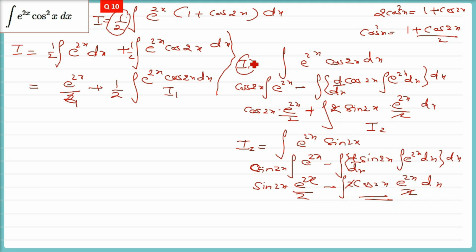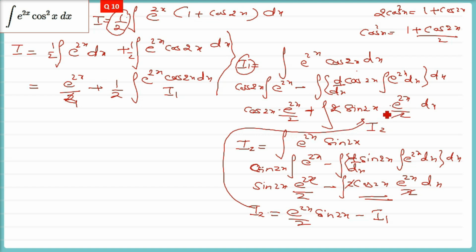Now what do you see here? This is actually I1. I told you e raised to x cos 2x dx. I am assuming it to be I1, and it is actually I1 only which is coming again. So e raised to x by 2 sine 2x minus I1 is actually equal to I2. Now this I2 has to go there. I'm just trying to divide and conquer. So I'm bringing this I2 here, and this whole has to be placed in place of I1.